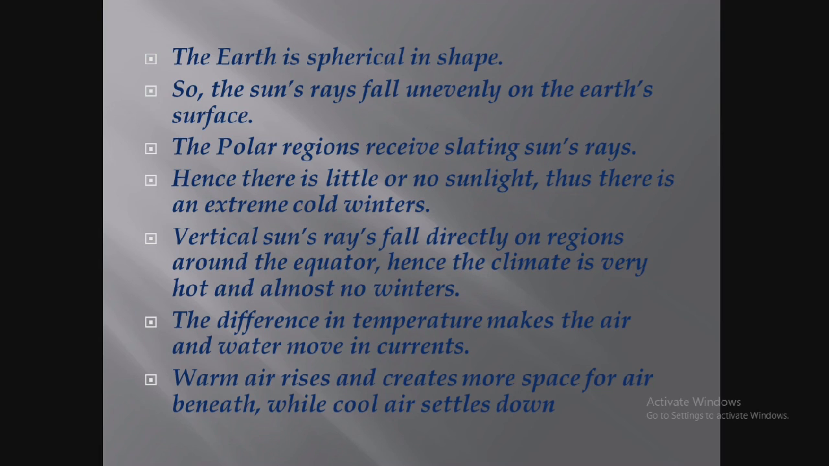Vertical sun's rays fall directly on regions around the equator. Hence, the climate is very hot and there is almost no winter. So vertical sun's rays are falling directly on regions around the equatorial side. Hence, the climate is very hot and almost no winter in that area. The difference in temperature makes the air and water move in currents. Warm air rises and creates more space for air beneath, while cool air settles down.